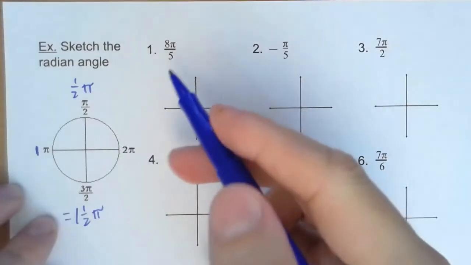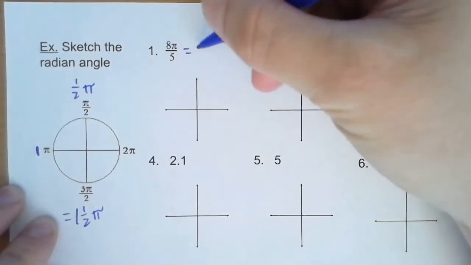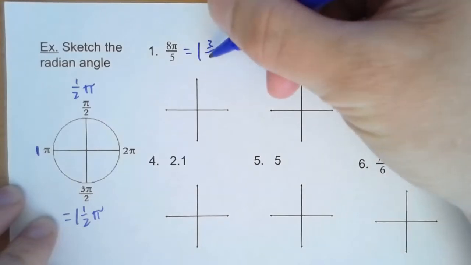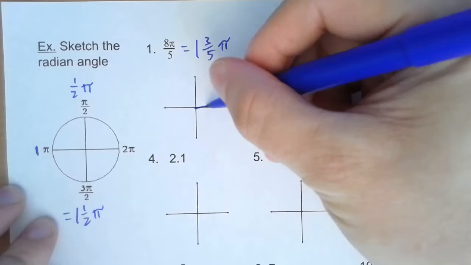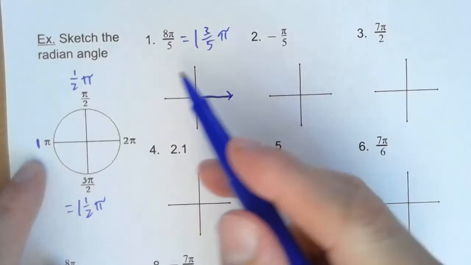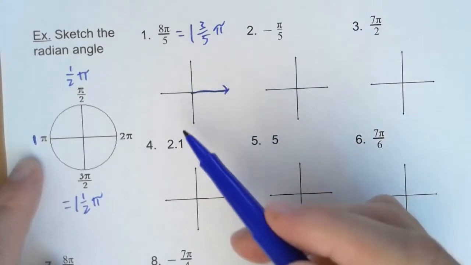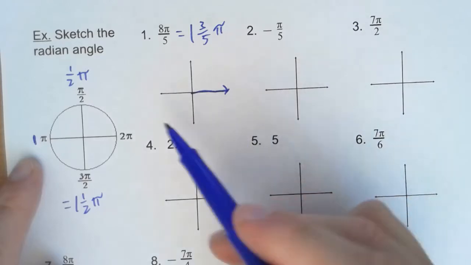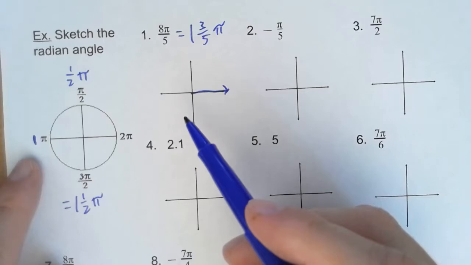All right, so here's the key. Take your radian angles and make them mixed numbers. So this is 1 3/5 pi. So that means, of course, I'm still going to start here. We're always going to start on the right side of the x-axis. That means I know it's going to be more than 1 pi, but less than 2 pi. So I'm going to go past 1 pi, but I'm not going to get to 2 pi. It has to either be in quadrant 3 or 4. Okay? The question is which one?